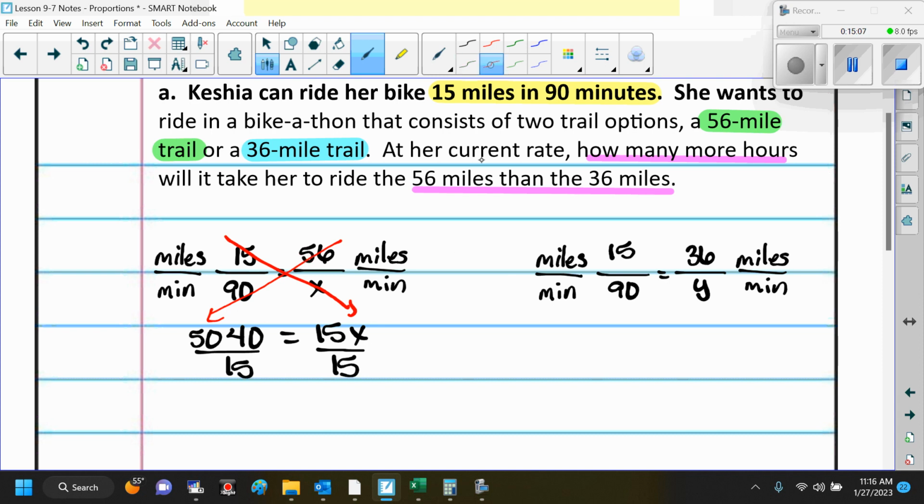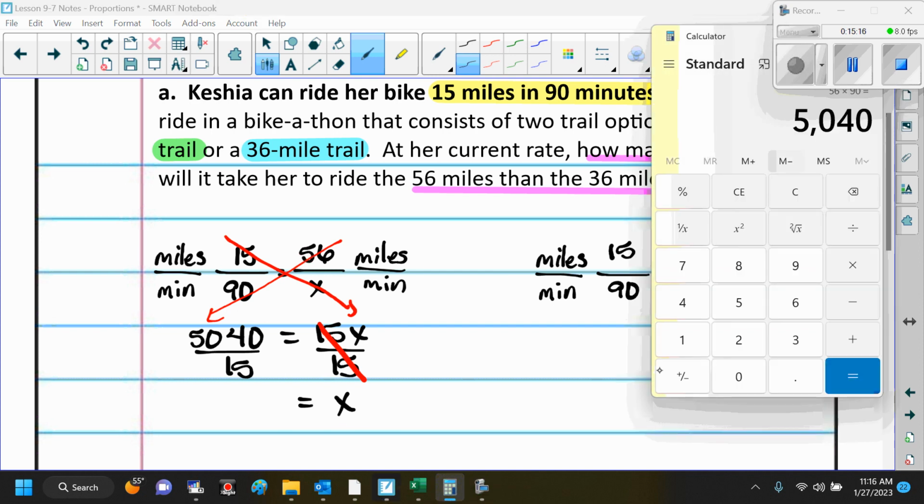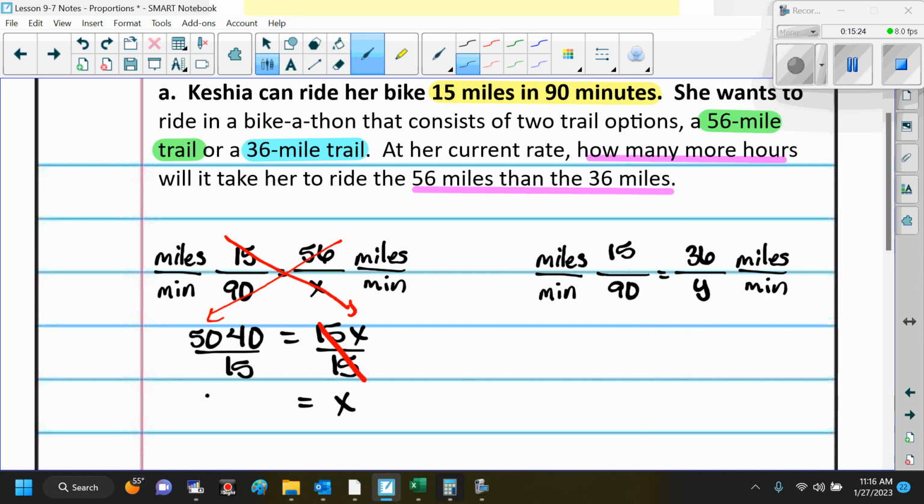This 15 divided by 15 is 1, and 1 times x is x. And then over here, we're going to divide that 5,040 divided by 15 also. And that gives us 336. 336 what? Minutes. 336 minutes. Now, let me finish the other side.